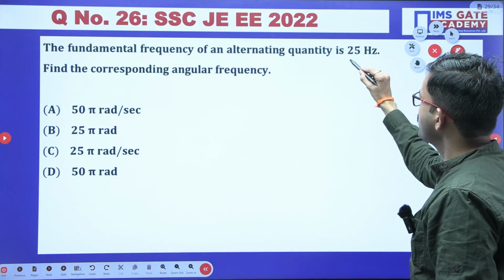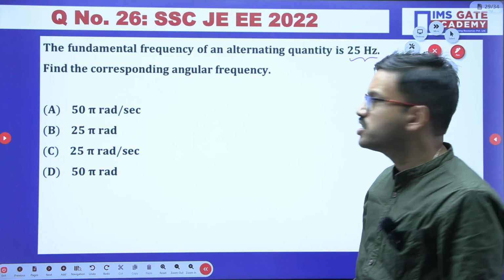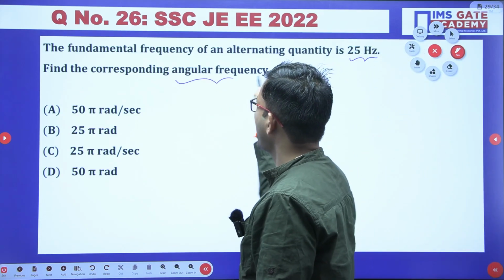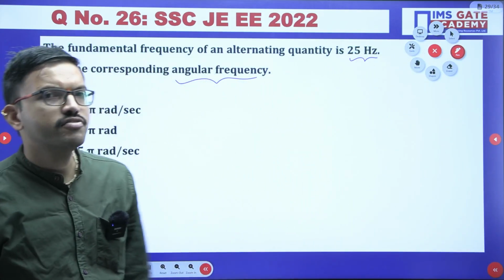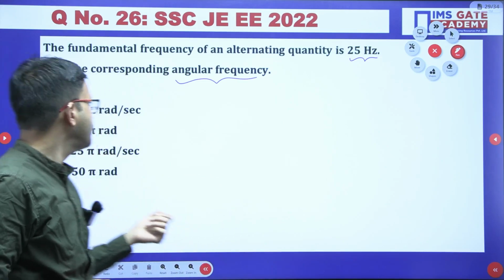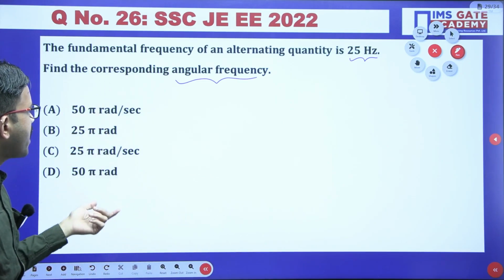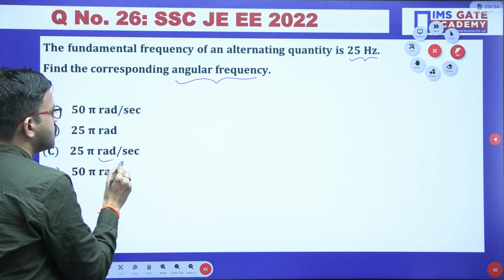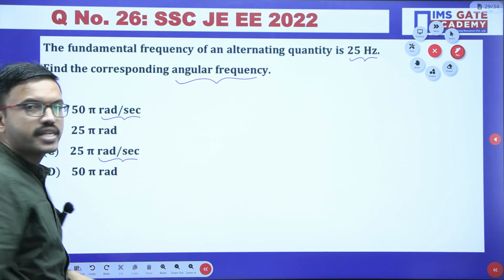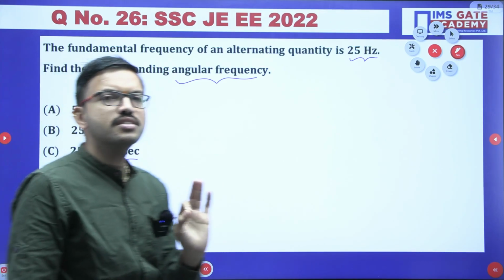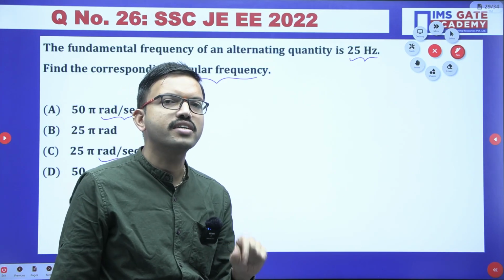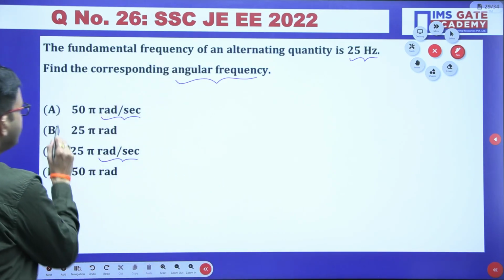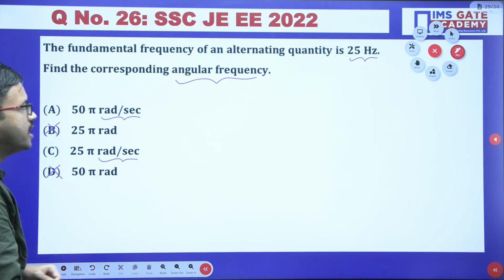So here you are having the fundamental frequency 25 Hz. Now they are asking the corresponding angular frequency. Whenever they are asking angular frequency, that means it is omega. Or even you can observe here in the choices, you are having radian per second. See, angular frequency units are radian per second, not radian. Radians are the units for phase angle. So here without solving this question also, you can eliminate two choices.